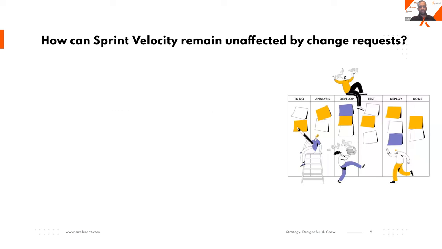Let's look into our next slide. It is talking about how sprint velocity can remain unaffected by change requests, and Agile antipatterns. First of all, the first step of achieving high sprint velocity starts before the sprint starts.